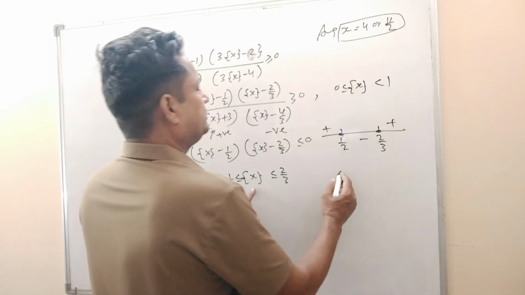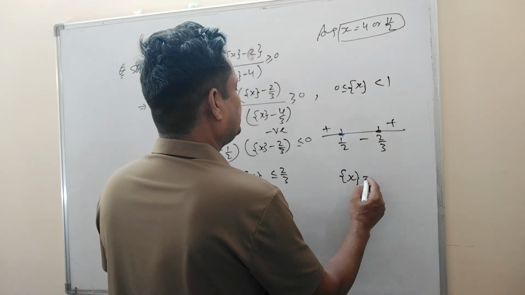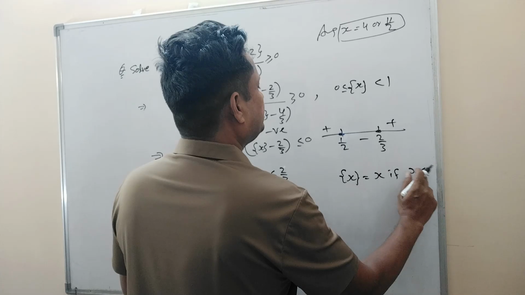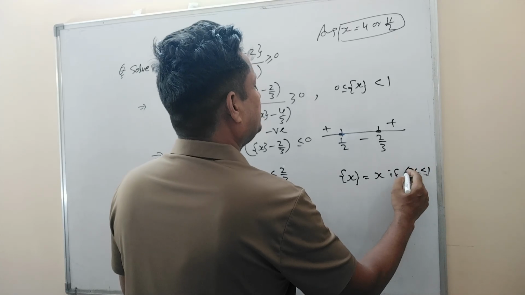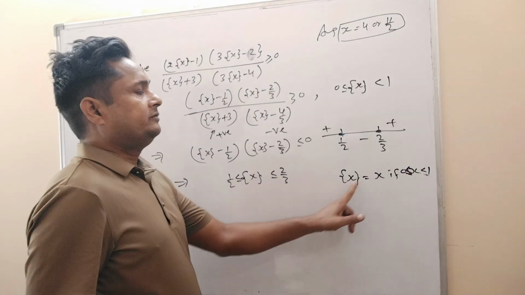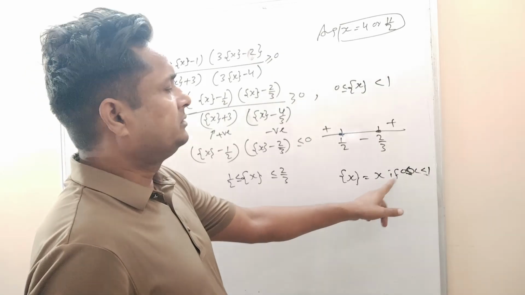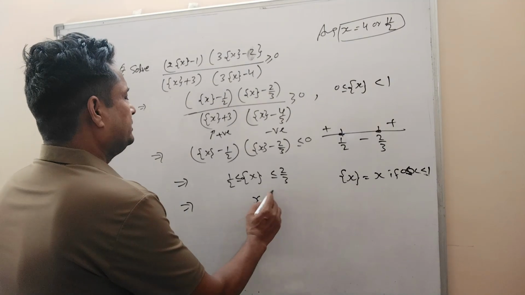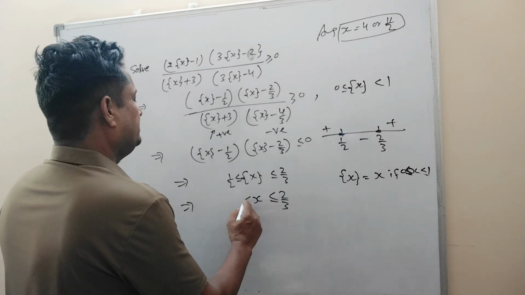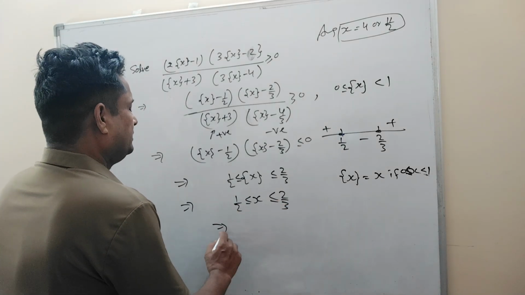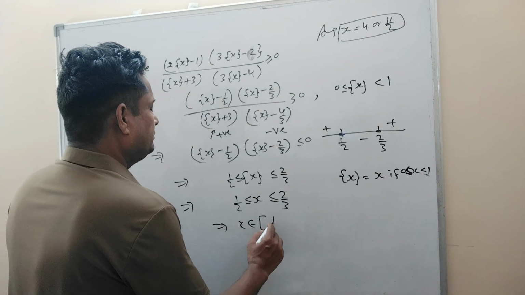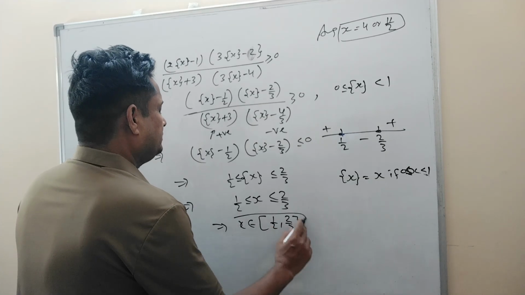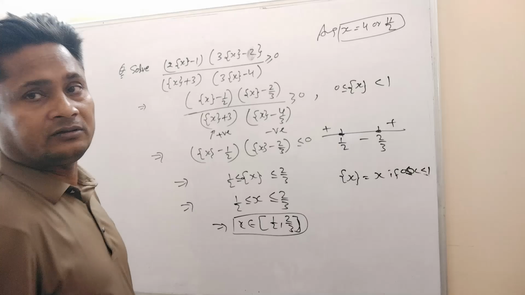And we know this one: {x} will be equal to x if x lies between 0 and 1. So this will be x less than or equal to 2/3 and greater than or equal to 1/2. That means x belongs to [1/2, 2/3]. So this is our final answer of this one.